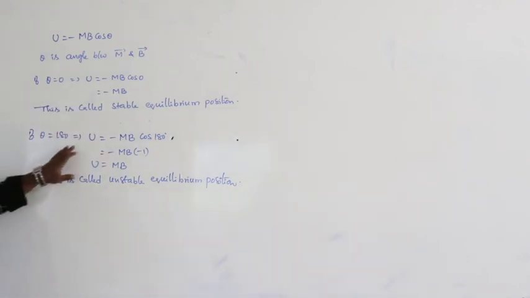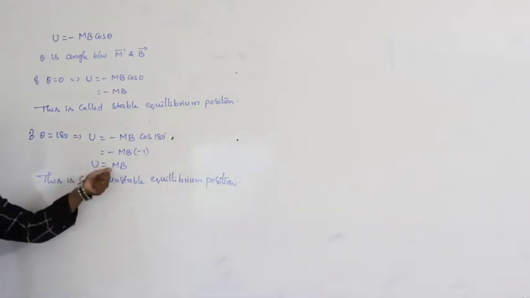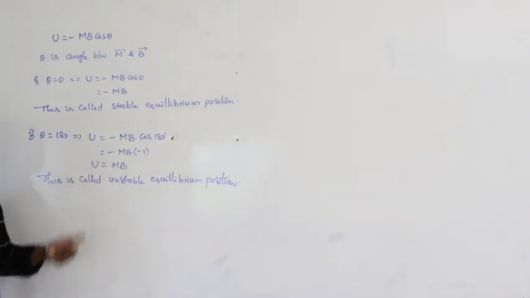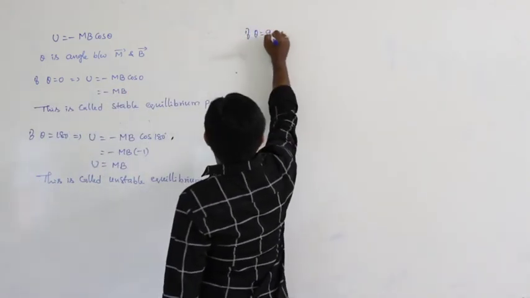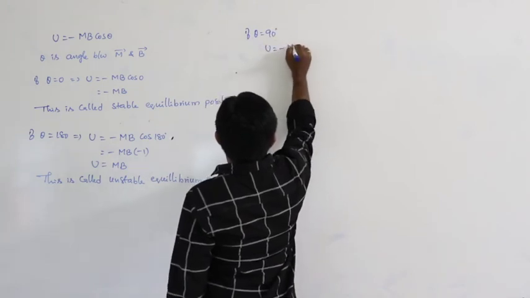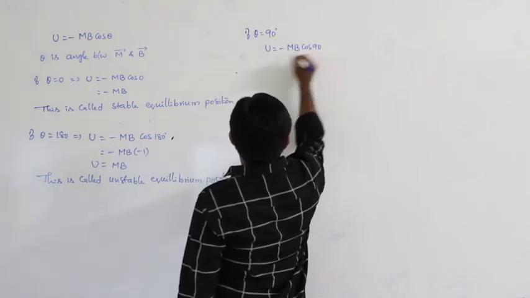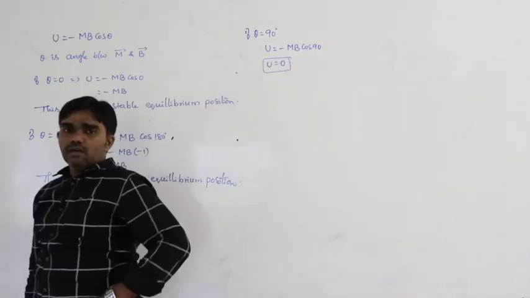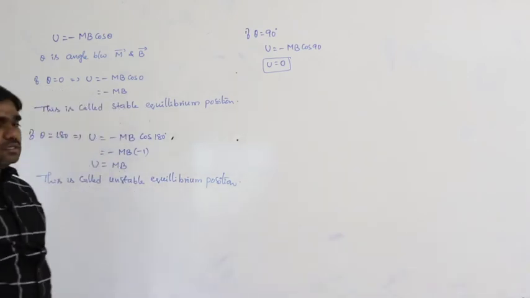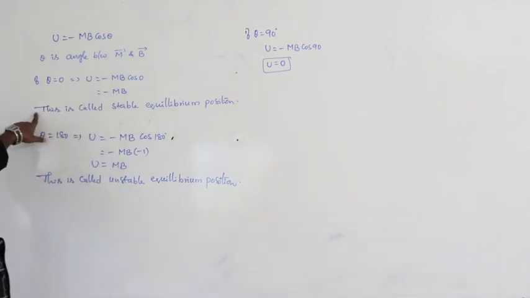If the magnetic field and the magnetic moment are in opposite directions, then U equals mB. This position is called the unstable equilibrium position. Now if theta equals 90, then U equals minus mB cos 90. Cos 90 is 0. So the energy required to place the magnet normal to the magnetic field is 0.